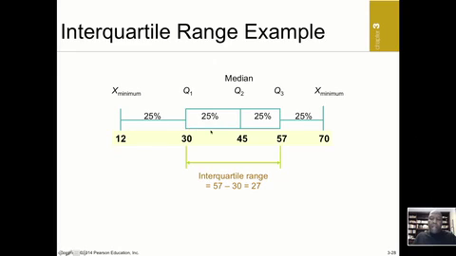Well, the interquartile range would be that middle 50%. So Q3 minus Q1. All right? Is how we would do that.